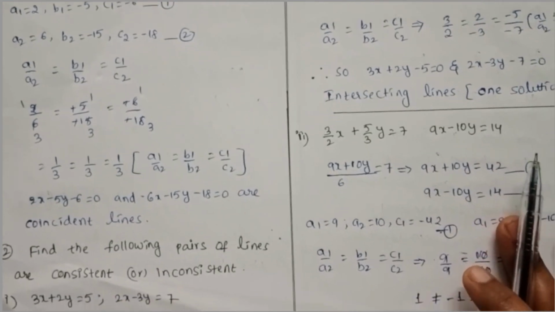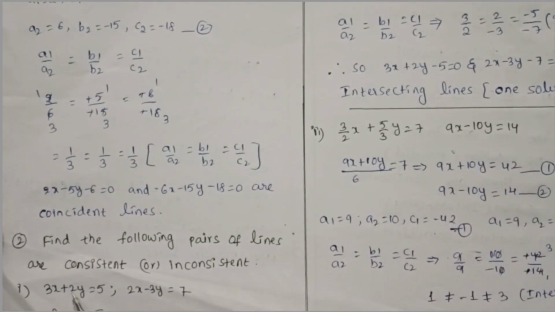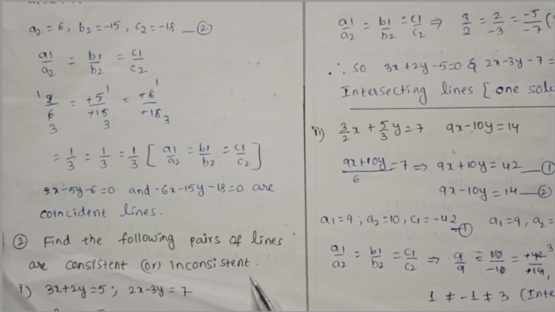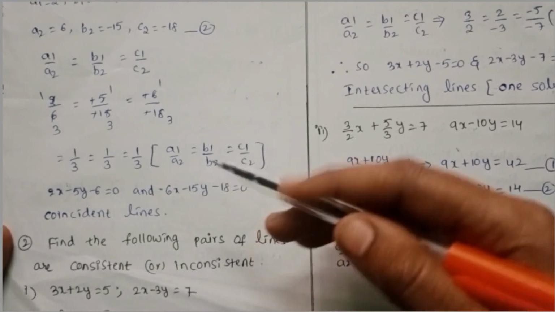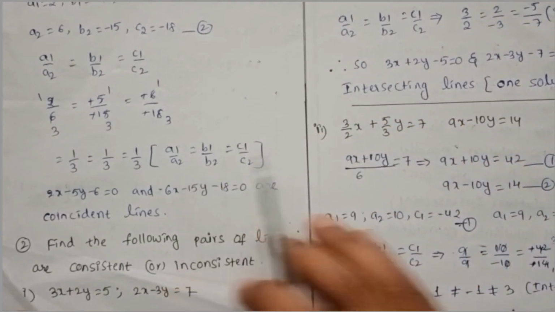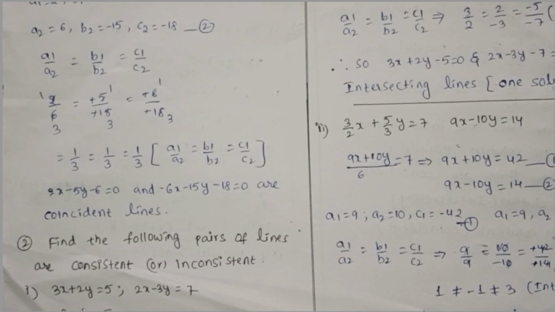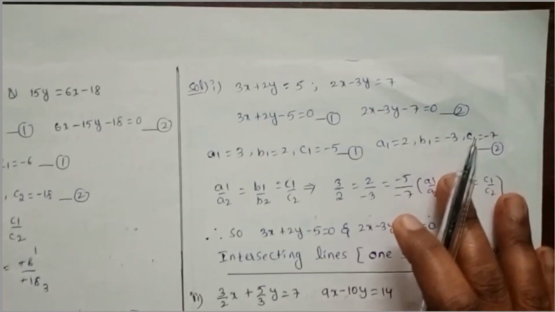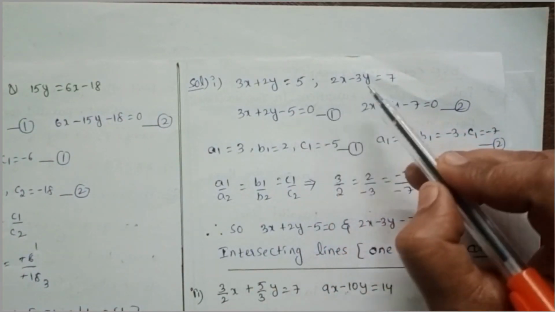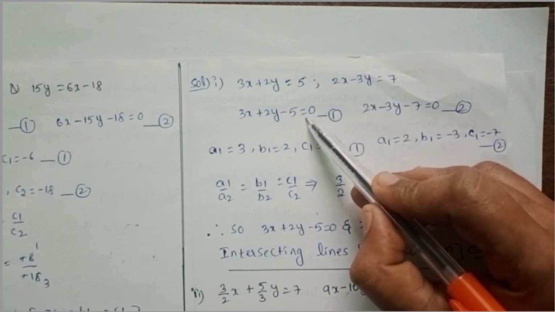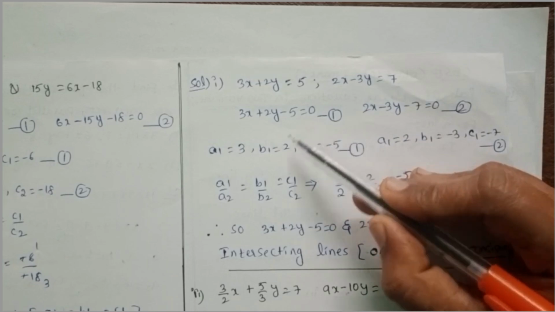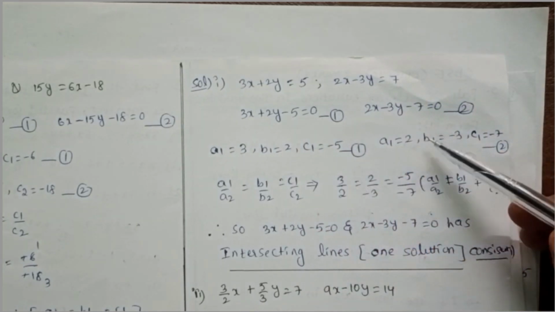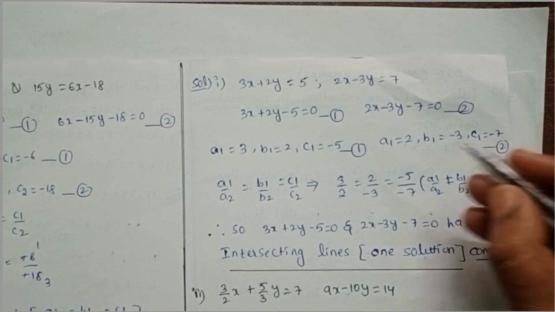Okay, next question. Find whether the following pairs of lines are consistent or inconsistent. When we said consistent and inconsistent, we already discussed it. See here, they have given two equations, 3x plus 2y is equal to 5, 2x minus 3y is equal to 7. This is the first equation, this is the second equation. From the first equation, write the a1, b1, c1 values and also write the a2, b2, c2 values from the second equation.